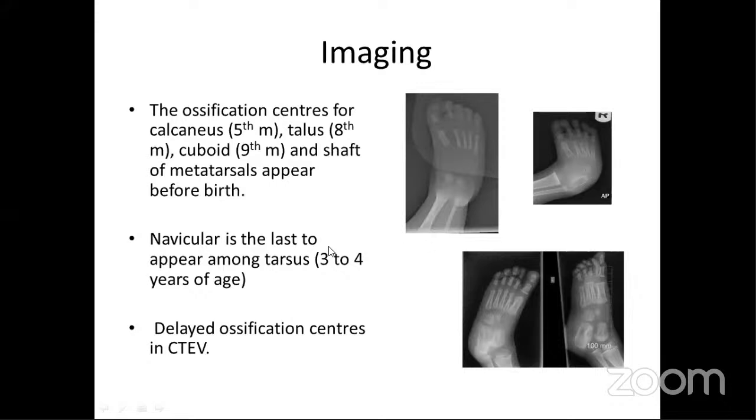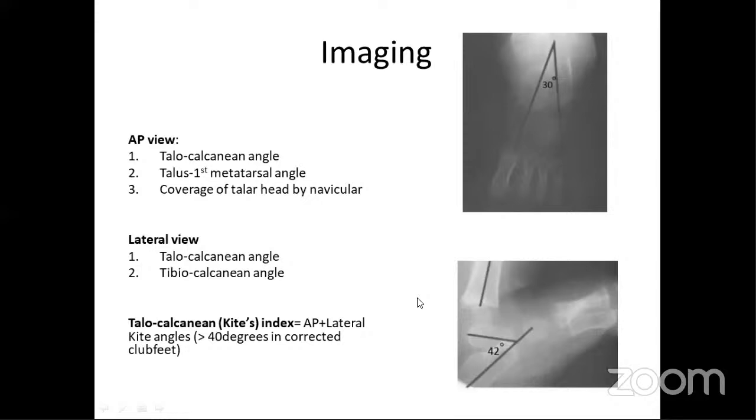Out of the tarsus, navicular is the last to appear, which appears after around 3 to 4 years. You can see in this child, talus, calcaneus, cuboid, and navicular. So this child is at least 3 to 4 years of age, right? So once you know these ossification centers, then we can proceed with the rest of the imaging.